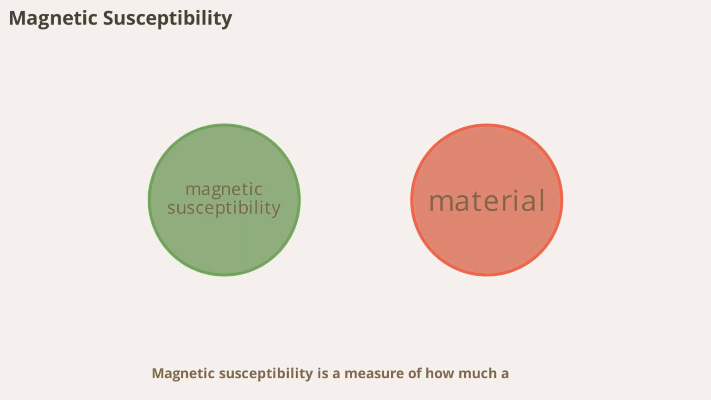Magnetic susceptibility is a measure of how much a material will become magnetized in an applied magnetic field. Materials with high susceptibility are easily magnetized, while those with low or negative susceptibility resist magnetization. This property helps classify materials as diamagnetic, paramagnetic, or ferromagnetic. Understanding susceptibility is key in material science, especially when designing devices that rely on magnetic properties.